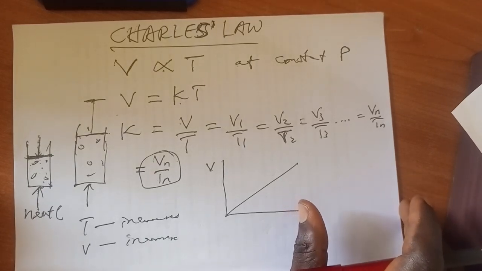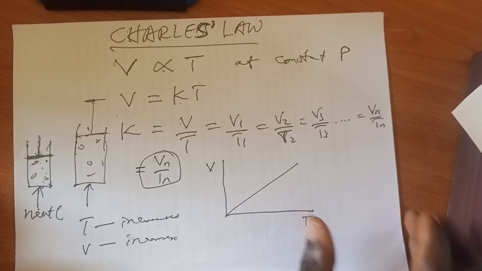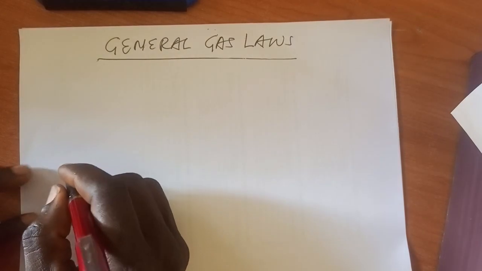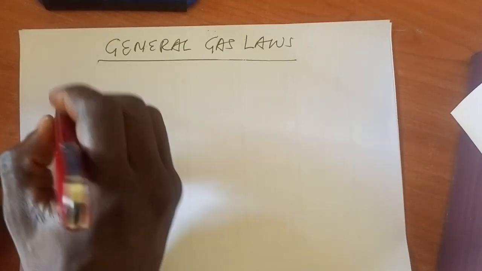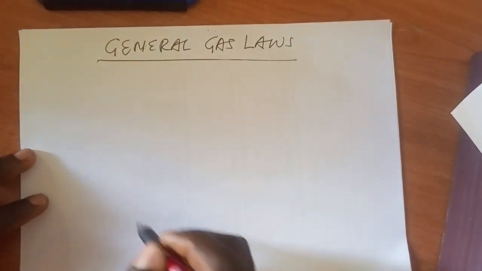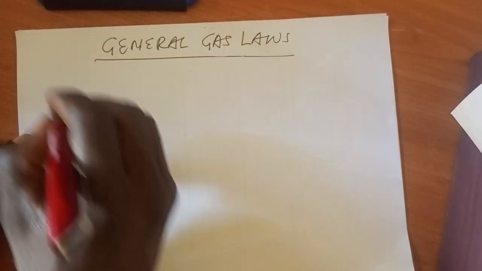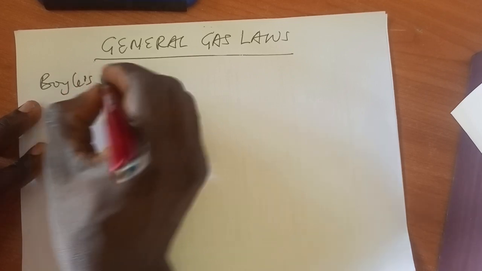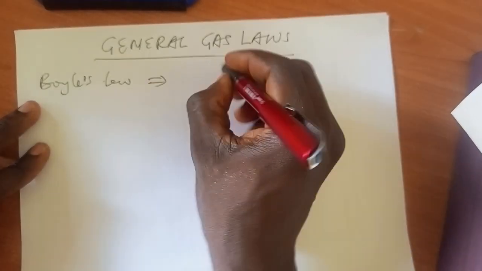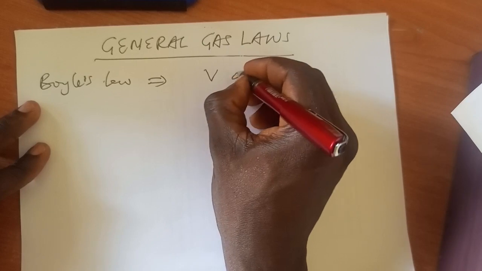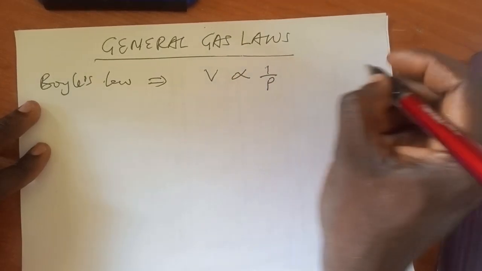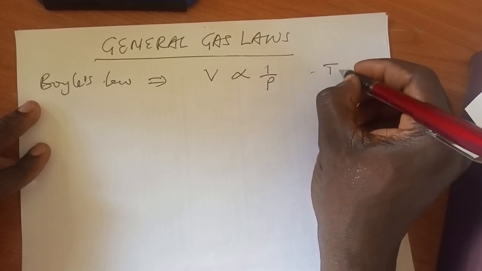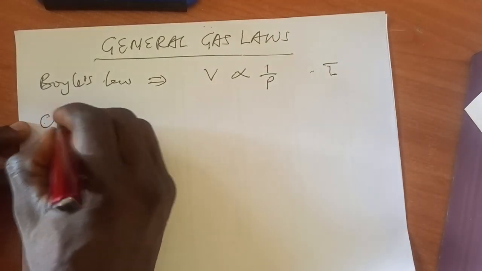Let me quickly go to the general gas law. The general gas law simply tells us it is just the combination of Boyle's law and Charles' law. What is Boyle's law? Boyle's law explains that volume is inversely proportional to P at constant temperature. Temperature is constant here.